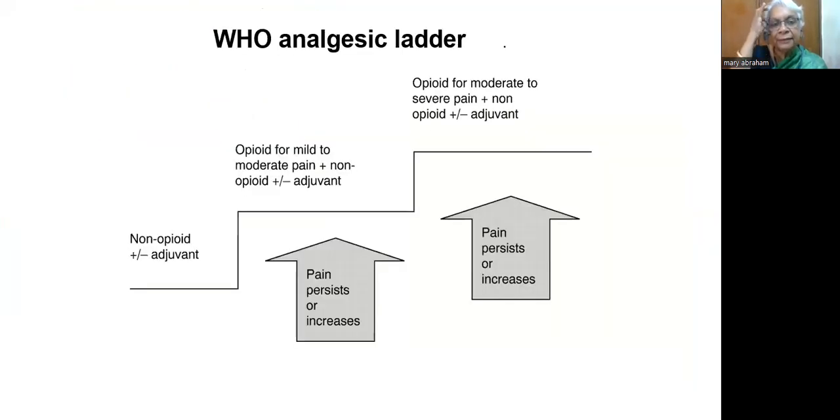Next. Okay. Now we are all familiar with the WHO analgesic ladder, in which we said that there is a 3-step ladder starting from non-opioids with adjuvant, to mild opioid with adjuvant or a non-opioid. And the third step would be the strong opioids with non-opioid and with or without an adjuvant.